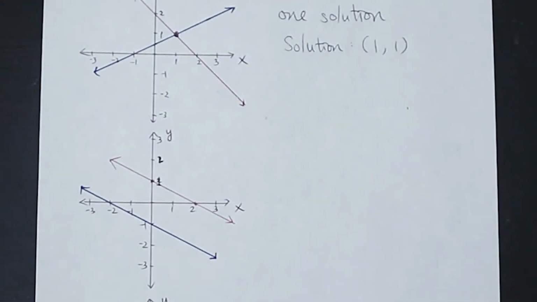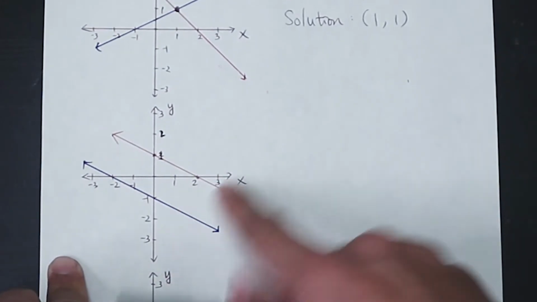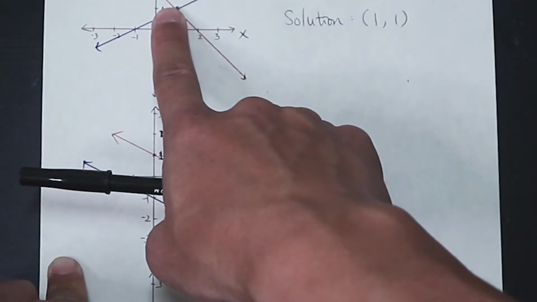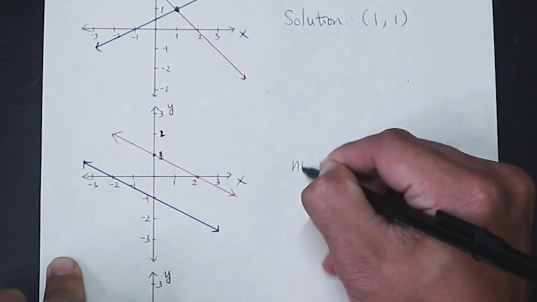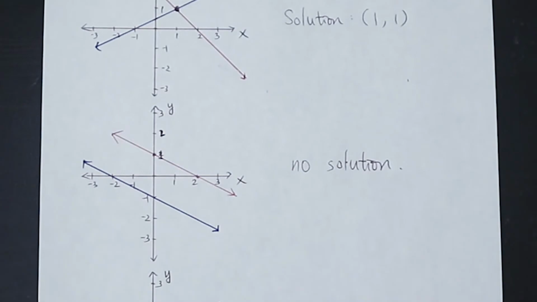But what happens when two lines do not intersect, which is right here? Well, if they don't intersect, that means there are no answers. You only find answers when they intersect. If they don't intersect, if they're parallel to each other, then you have something called no solution. That means you cannot find what x equals, and you cannot find what y equals.